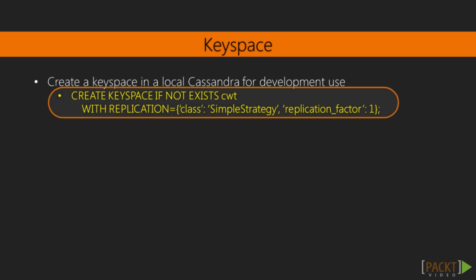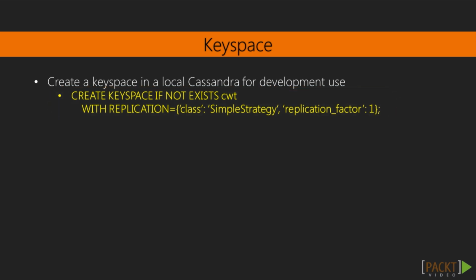We need to create a keyspace in Cassandra to host all tables. The keyspace is named CWT. For the development purpose, we're not going to create a production-ready keyspace. So the replication strategy for the time being is simple strategy, and the replication factor is set to 1 only.